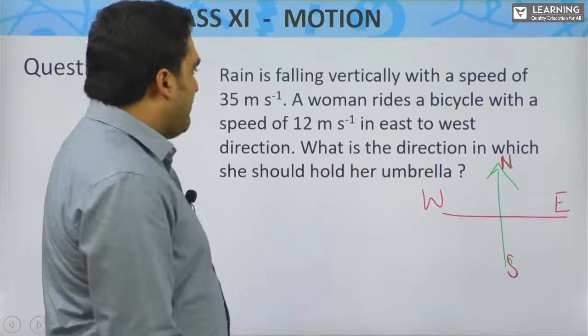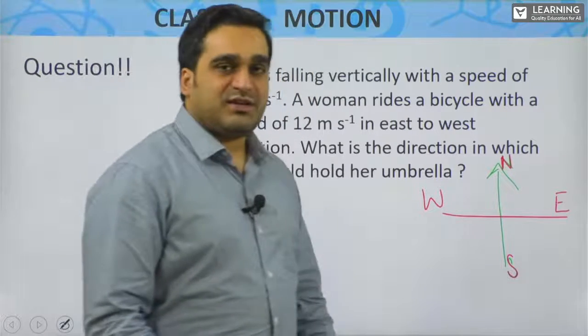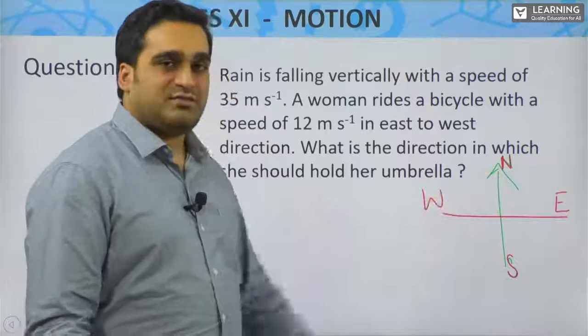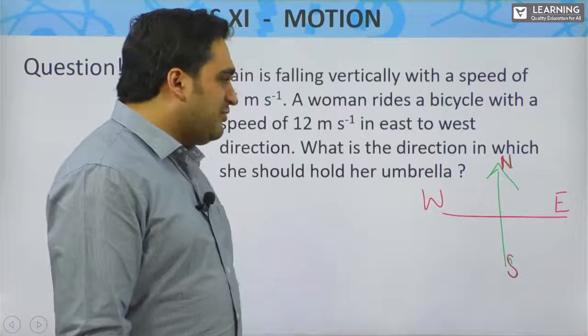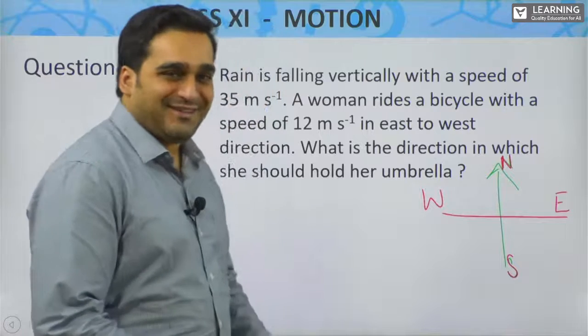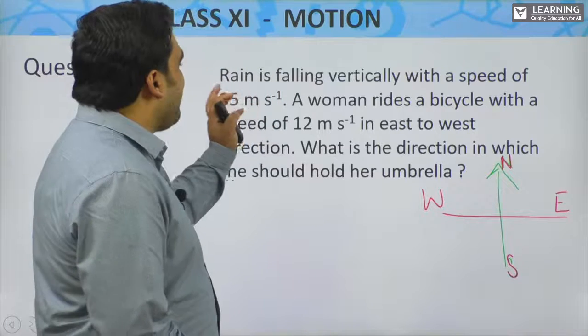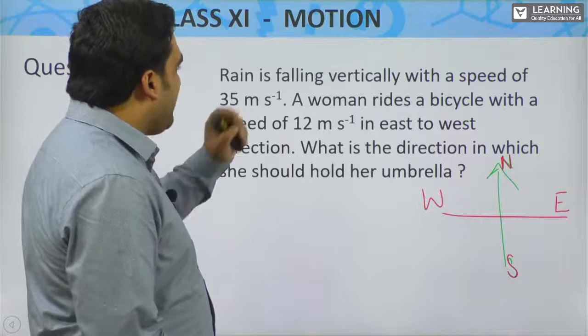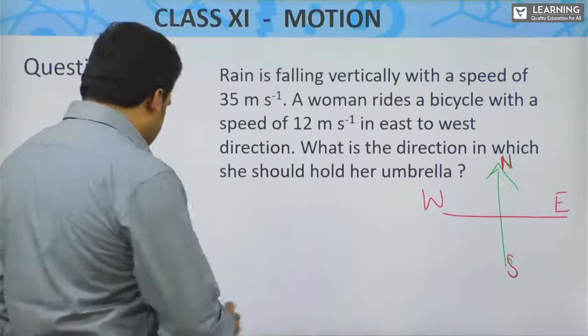Then you say you have a better instrument. You say, I'd rather use a compass than just point at things. You could do that, but what if the compass malfunctions? Right? So, rain is falling vertically with a speed of 35 meters per second.